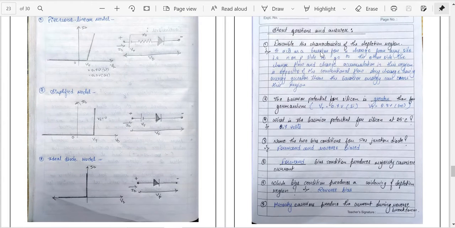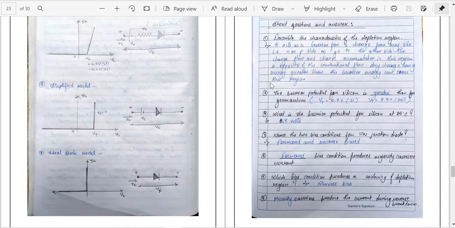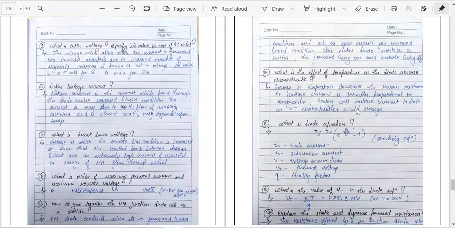And then I have answered some questions. Describe the characteristics of the depletion region. The answer is that it acts as a barrier for the charge from any side, that is from N or P side, to go to the other side. The charge flow and the charge accumulation in this region is opposite of the conventional flow. Any charge having energy greater than the barrier voltage can pass through it. And these are some of the questions.